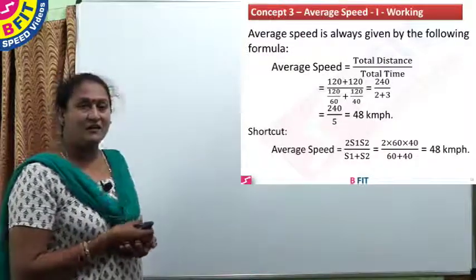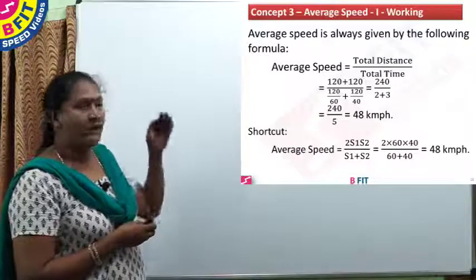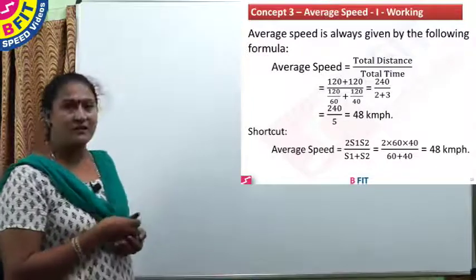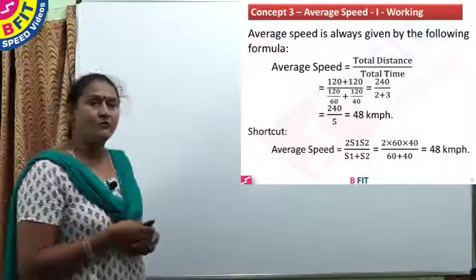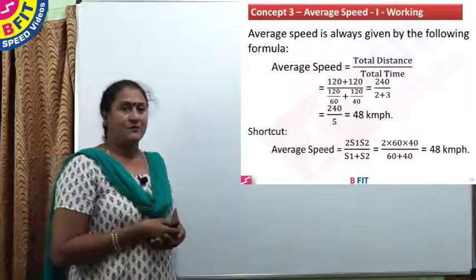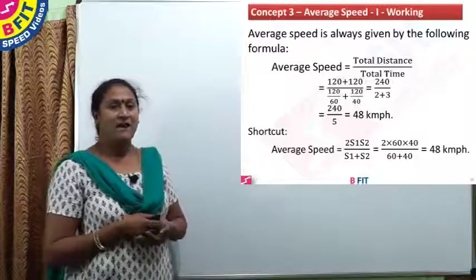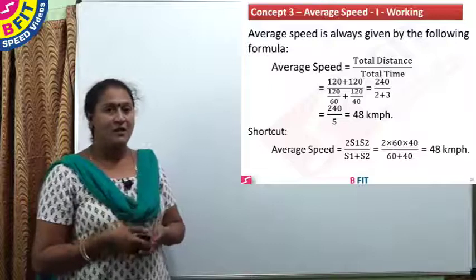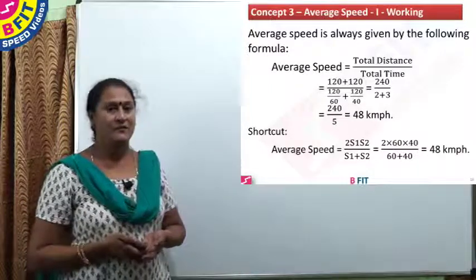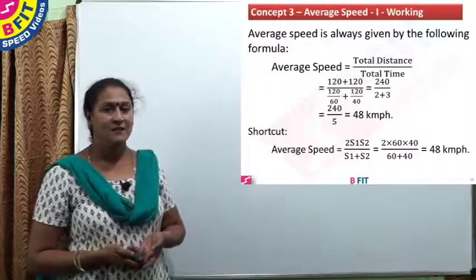But here, as the distance is same, instead of finding all this, just average speed is 2 S1 S2 by S1 plus S2, which is equal to 48 km per hour. So friends, they give the average speed like giving a part of a distance also, and we'll see how to work out that type of question. So we'll see the next example.